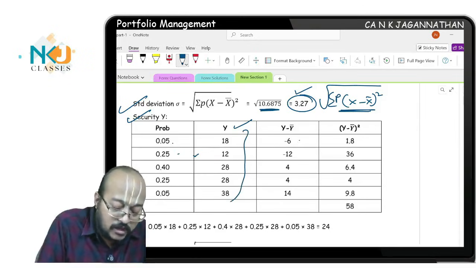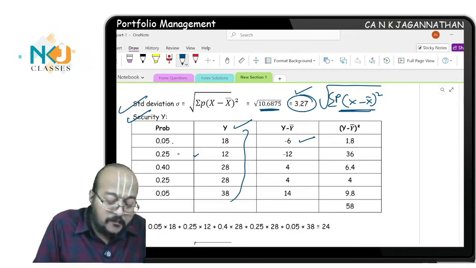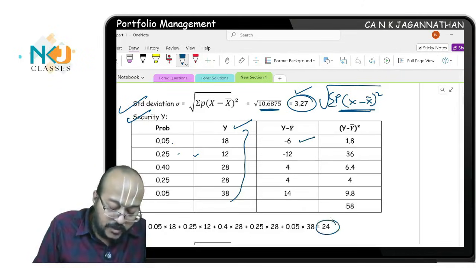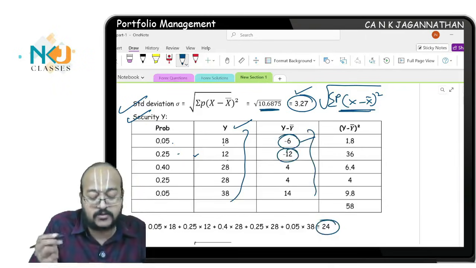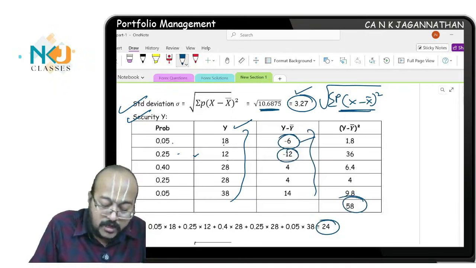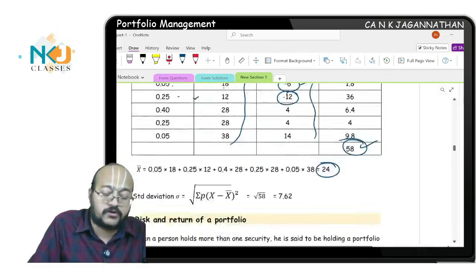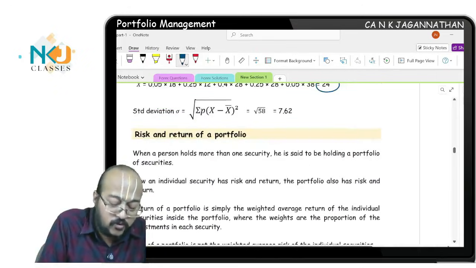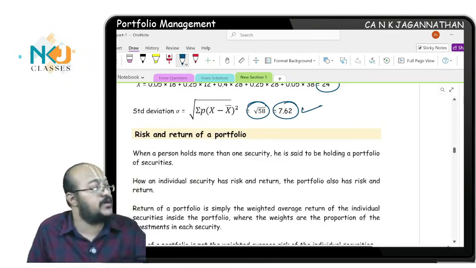Thereafter, you substitute the mean here, y bar. So y minus y bar comes to 24: 18 minus 24 is minus 6, 12 minus 24 is minus 12. Like this you will find out, square it up, again multiply it with probability, total it, you will get 58. This 58 is nothing but the variance; square root it, and you will get 7.62 as the standard deviation.